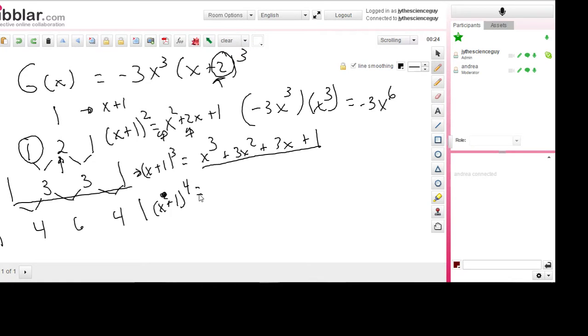Okay. Let me write it. All right, tell me what you got. I have x to the fourth power plus 4x to the third power plus 6x squared plus 1. You missed one. Oh, plus 4x plus 1. Okay.